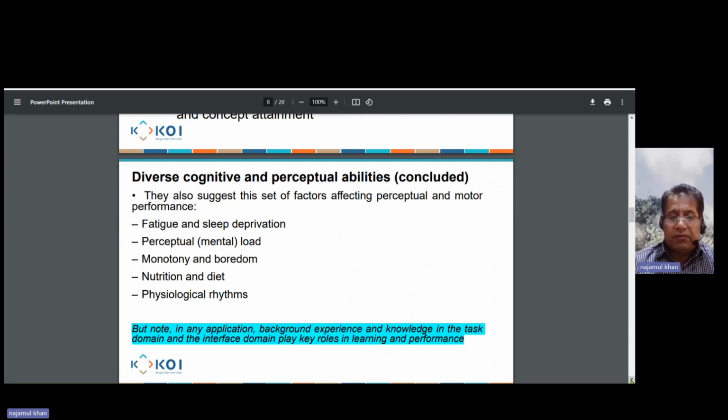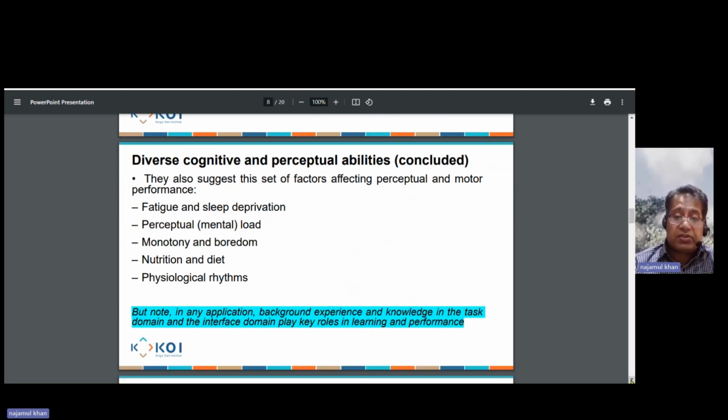But you have to note that in any application, background experience and knowledge in the task domain and the interface domain play key roles in learning and performance. So these things are very important. It's not just learning and performing; other factors are also taken into consideration, to ensure that performance is deeply related to some of these factors which can hinder performance in the organization.